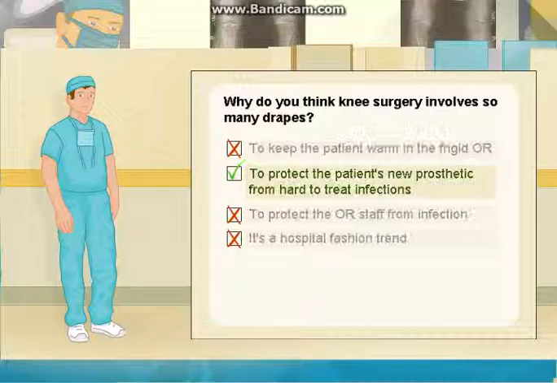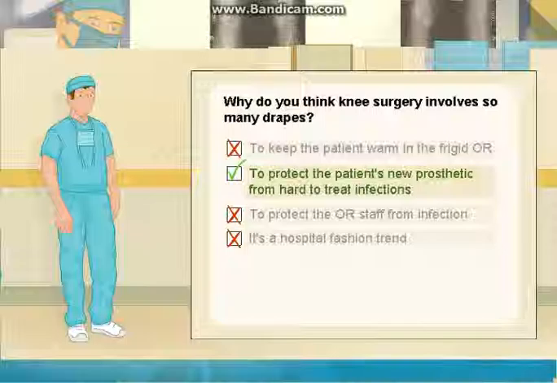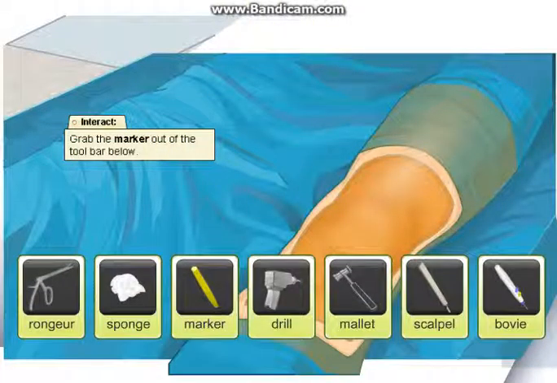Good work. Use the sterile marker to draw the location for our incision. And don't forget to mark the perpendicular lines too. Typically, the incision line is 6 to 7 inches long.